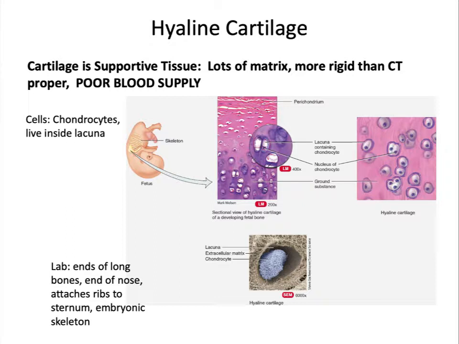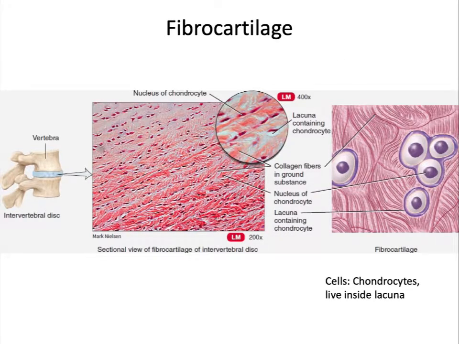All three types of cartilage tend to have a poor blood supply, so it takes a long time to repair cartilage. The fibrocartilage is another type of cartilage. This one functions in shock absorption. You would find it between the vertebra in an intervertebral disc. We also see fibrocartilage in the knees, functioning as a shock absorber. The chondrocytes in fibrocartilage also live in lacuna.